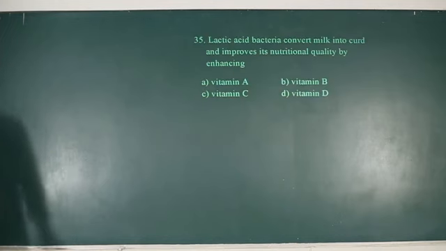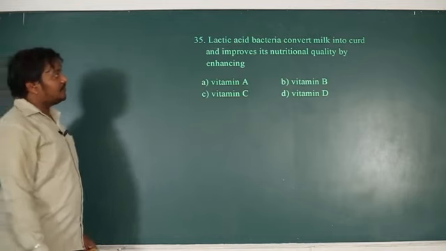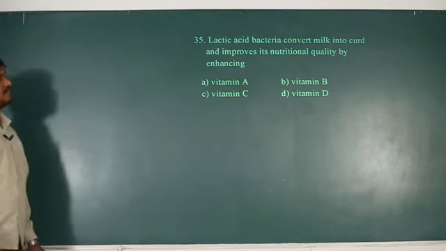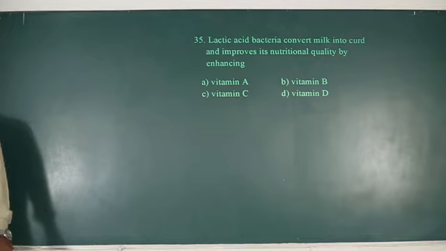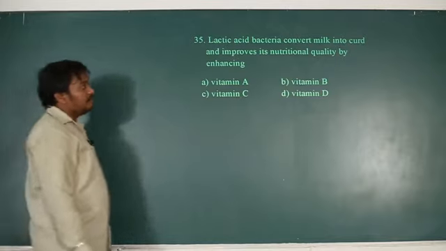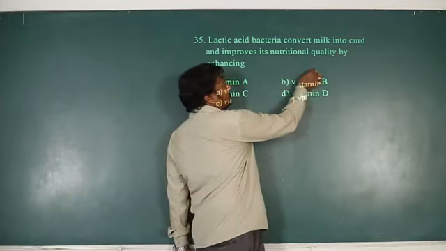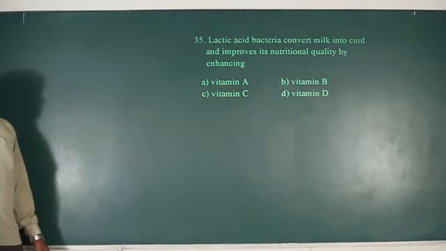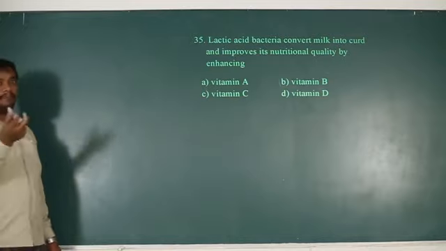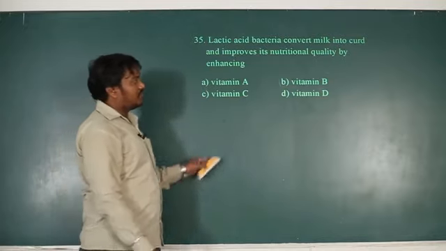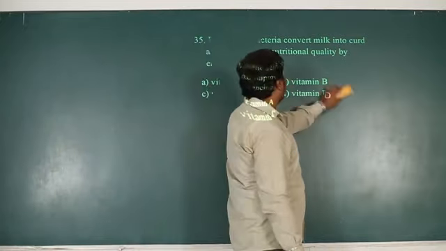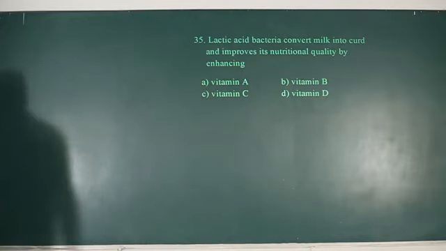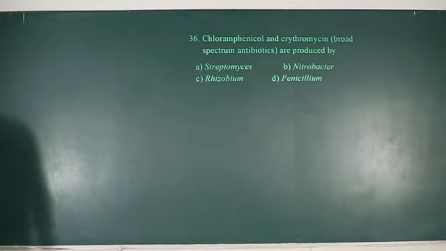Lactic acid bacteria convert milk into curd and improve its nutritional quality by enhancing which vitamin? It can increase vitamin B. When the lactic acid bacteria act on the milk protein, it breaks down the milk protein and makes it clumpy. That leads to the formation of curd, which is rich in vitamin B. Okay, next question number 36.